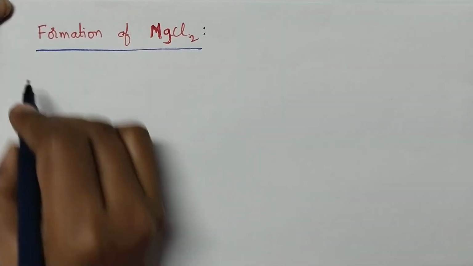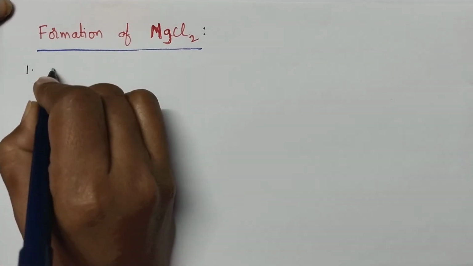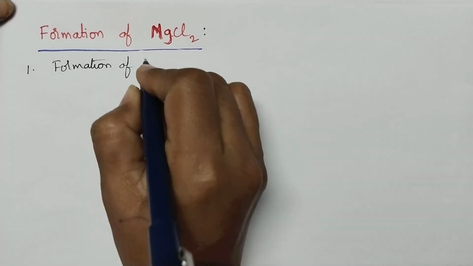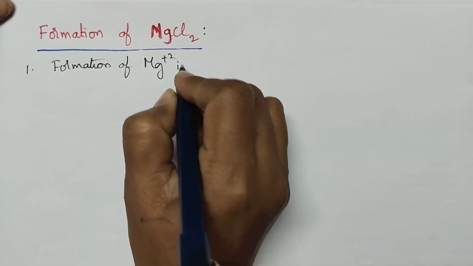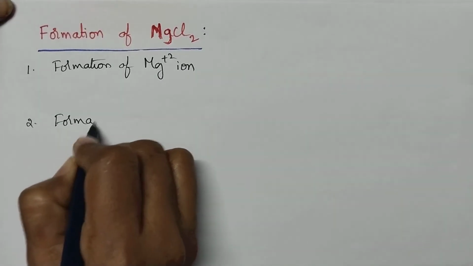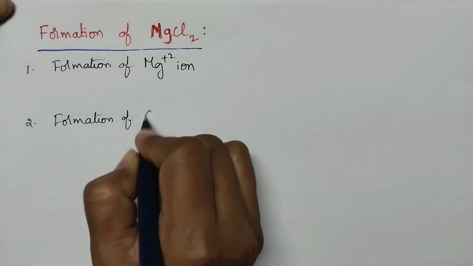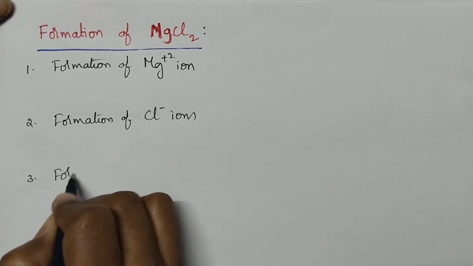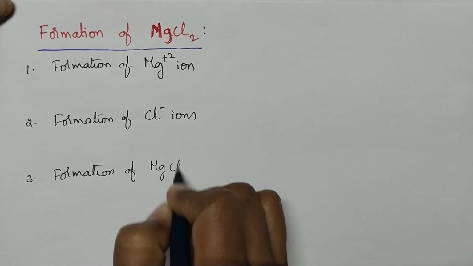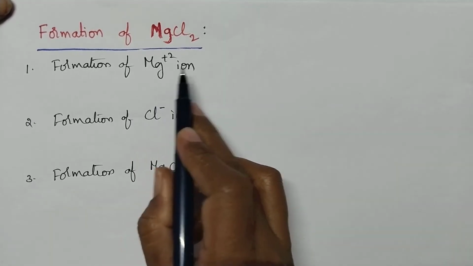Now let us discuss about the formation of magnesium chloride in detail. So coming to the formation of magnesium chloride, it involves 3 steps. What is the first step? First step is formation of magnesium Mg+2 ion. And the second step is formation of Cl minus ions. And the third step is formation of MgCl2.